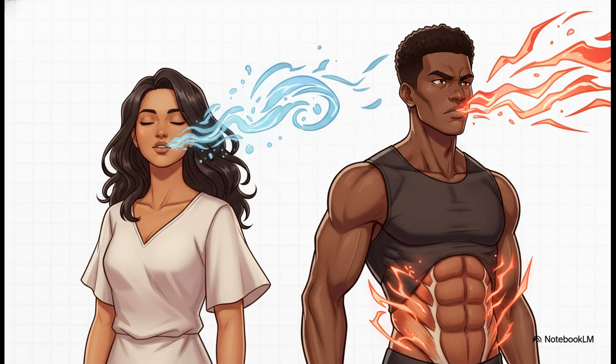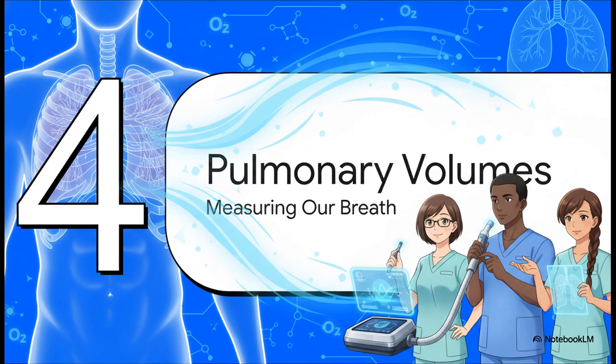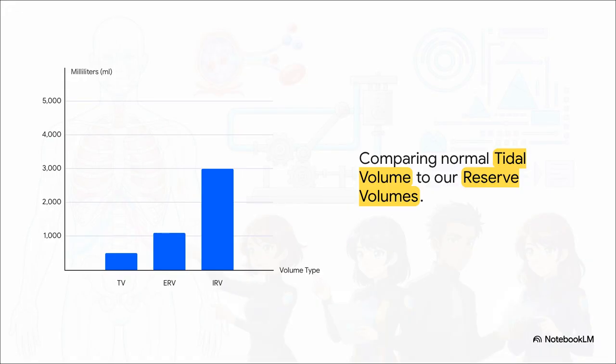Section 4. Measuring pulmonary volumes, putting numbers to our breath. We measure exactly how much air you are pulling in and pushing out using a clinical instrument called a spirometer. When we compare these volumes, notice that tiny 500 milliliter bar on the left. That is your tidal volume, the air you move during a normal, relaxed breath. But look at the massive 3,000 milliliter bar on the right.